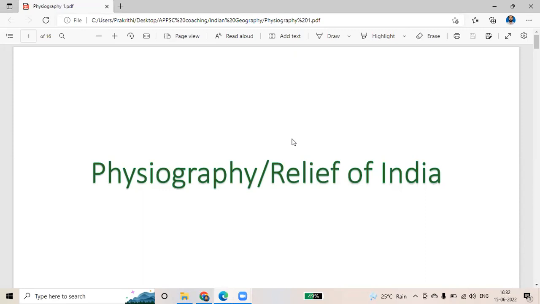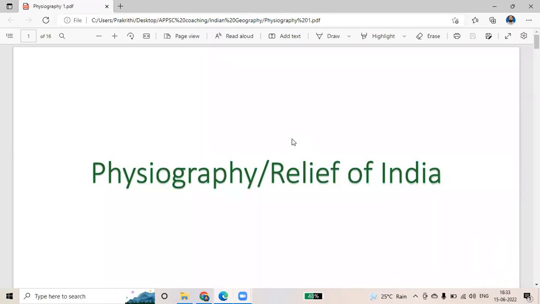Today we can go in detail regarding the different geographical aspects of India. The first topic is relief. We have to cover the climate, soil, minerals, different resources of India. So we have to cover a vast area in this unit.